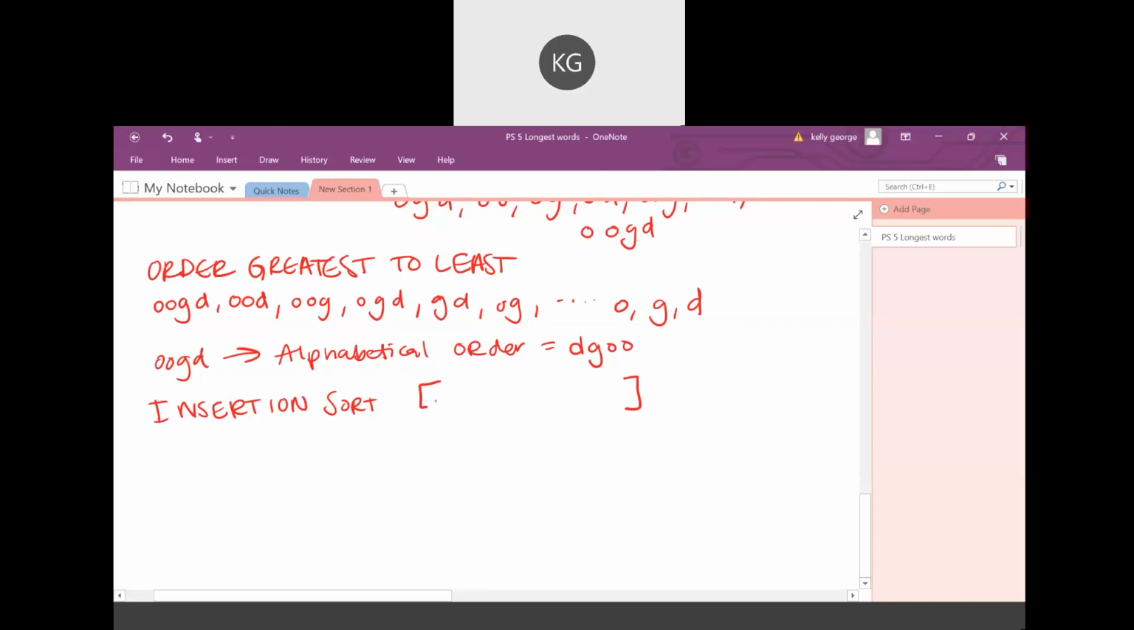So if we started off with OOGD, the first thing you do is compare these two and say, does this one need to be switched with this one? And since they're the same, you don't need to, right? So then the next thing we would do is go to the G and compare the G with the O. And since G comes before O, they would need to switch with each other. And now we have to check G with the first element. And again, G comes before O, so that would be switched with each other.